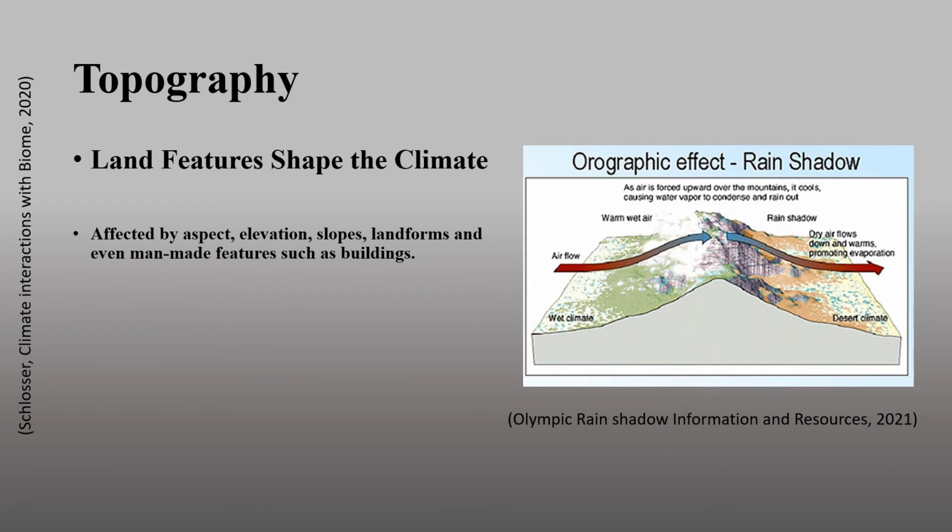Topography can affect the climate by disrupting air masses or changing the way precipitation is dispersed. This can be illustrated by the rain shadow effect. We can use the Cascades as an example.